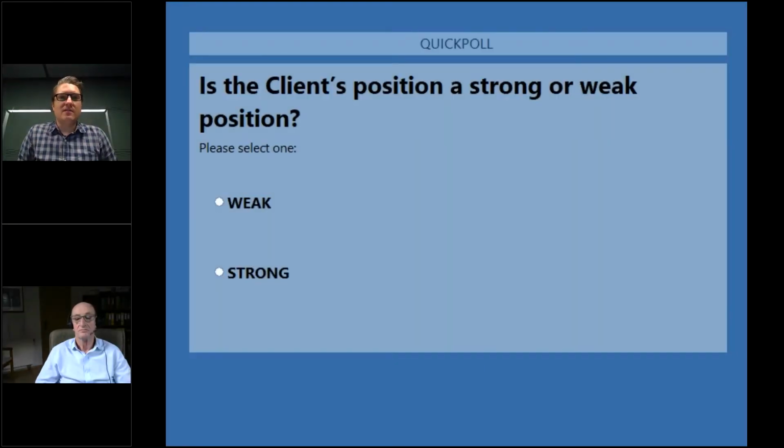Before I go on to talk about the letter, I'd actually like to have another poll, if we may. Wade, could we bring up another poll? I'd like you to vote on whether you think the client is in a strong or a weak position. So is the owner in a strong or a weak position? See what you think, and maybe as you think about that, consider why. And we'll just wait for the results of that.